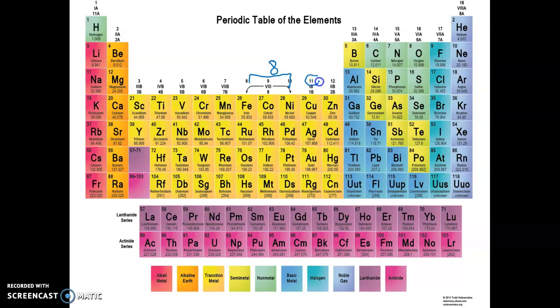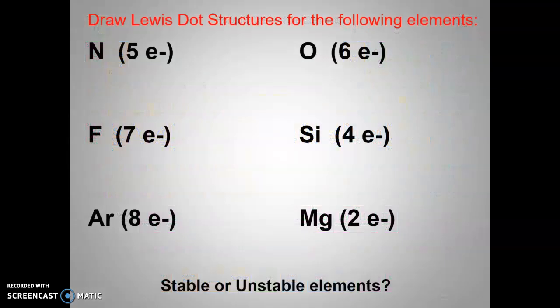When we hit group 11, we restart at 1 valence electron, 2 in group 12, all the way over to, again, group 18, where everything except for helium is going to want to have 8 valence electrons in its outermost shell. So let's do some examples now.